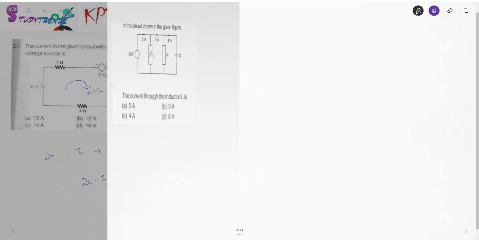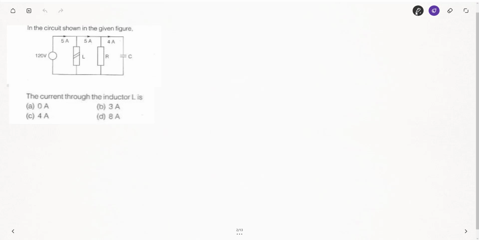Next question. So in the circuit, the current through the inductor L is, we always know impedance Z is given by root of R square plus XL minus XC whole square, right? As in an RLC circuit, so parallel RLC circuit, IR is given by square root of 5 square minus 4 square, 25 minus 16, which is equal to square root of 9, which is equal to 3 amperes. So 3 amperes coming here.